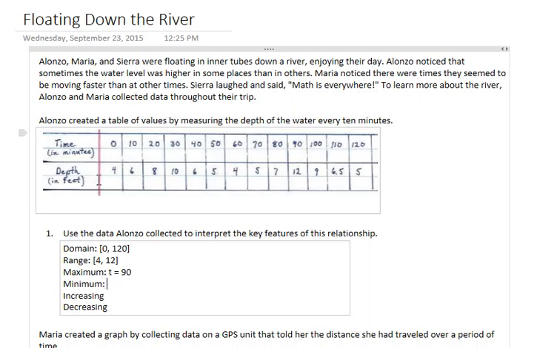For the minimum value, we said it was 4. I see two spots where that happens, which is okay, just so long as we don't have two different depths at the same time. We would write that as t equals 0 and 60, which means that at 0 minutes and at 60 minutes, we have a minimum value on our graph.